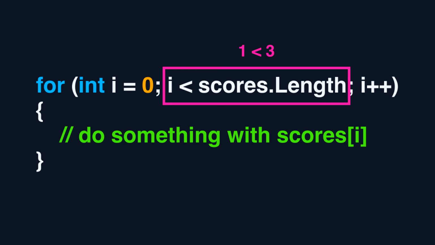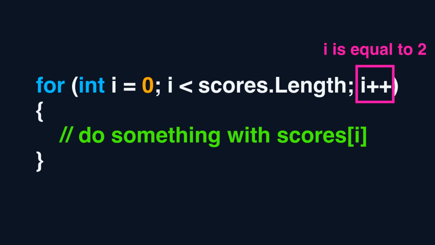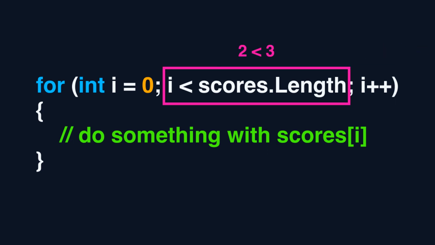Then it goes back to the beginning and checks again the condition. The variable is now equal to 1. It is still less than the array's length, so the loop begins one more time. It uses the second element of the array and increments the variable. Then it goes back to the beginning and checks the condition once again. Since the variable is still less than the array's length, the loop continues.